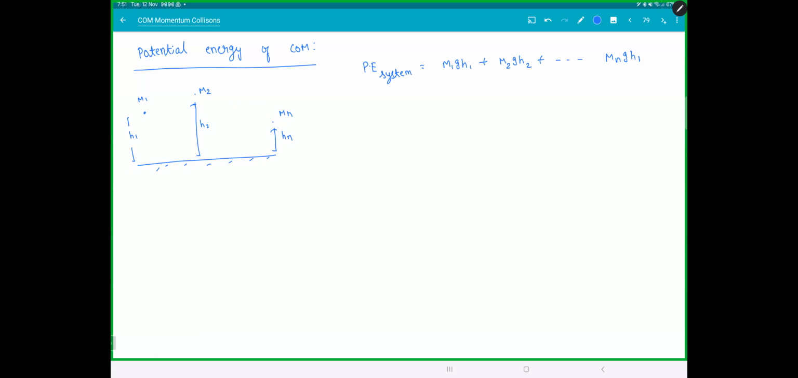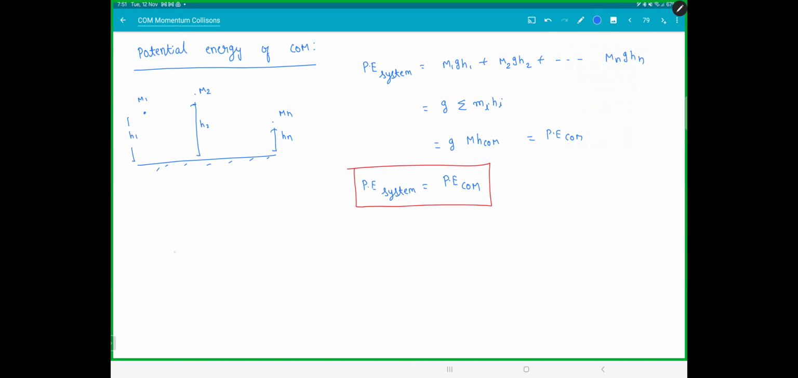mn g hn. Now, if you take g common here, you will realize this is g into sigma mi hi, which is nothing but capital M into h of COM. This is nothing but the potential energy of the center of mass. Quite a useful one. If you want to find the potential energy of a system, you need not calculate for each piece. You just take the center of mass, put all the mass there, find its height and finish it off.